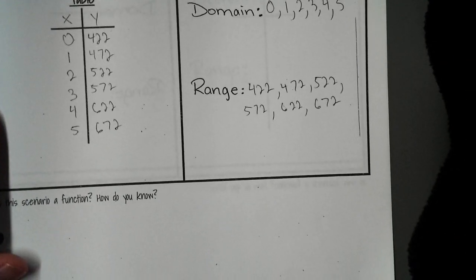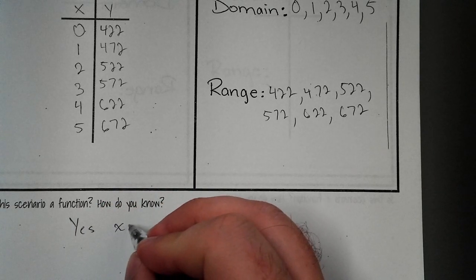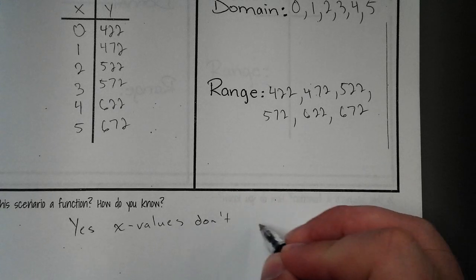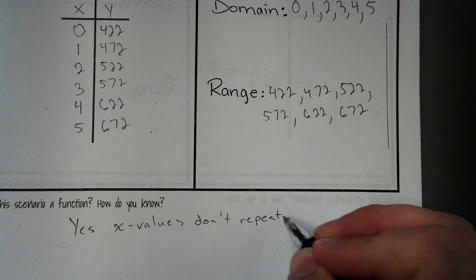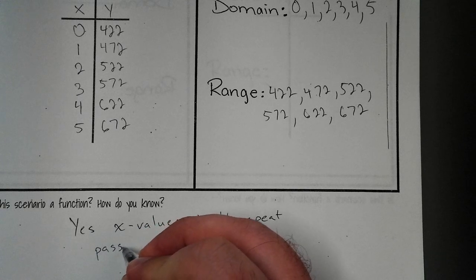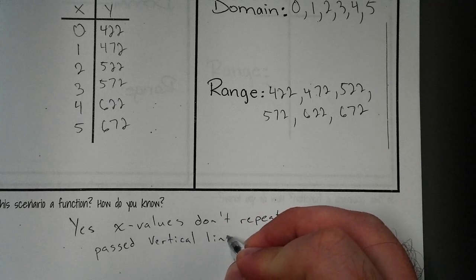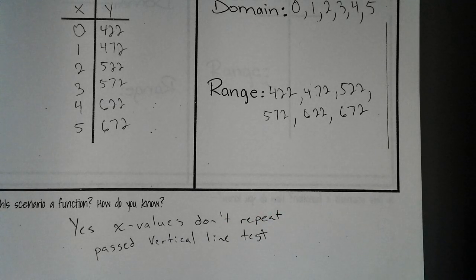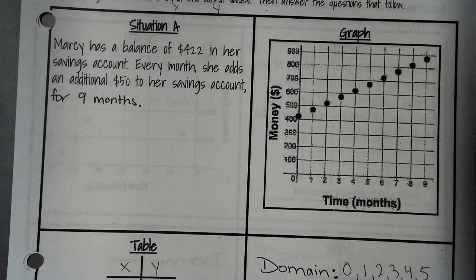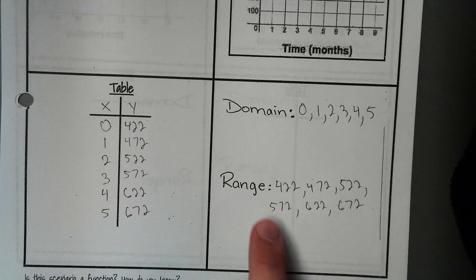So, is this a function? Yes. How do we know? X values don't repeat. How else do we know? So if you want to add a second one, you would do the vertical line test. So it passed the vertical line test. And that's basically what you're doing. Each time, I want you to take the situation and the graph, and then you're going to make a table, domain and range.